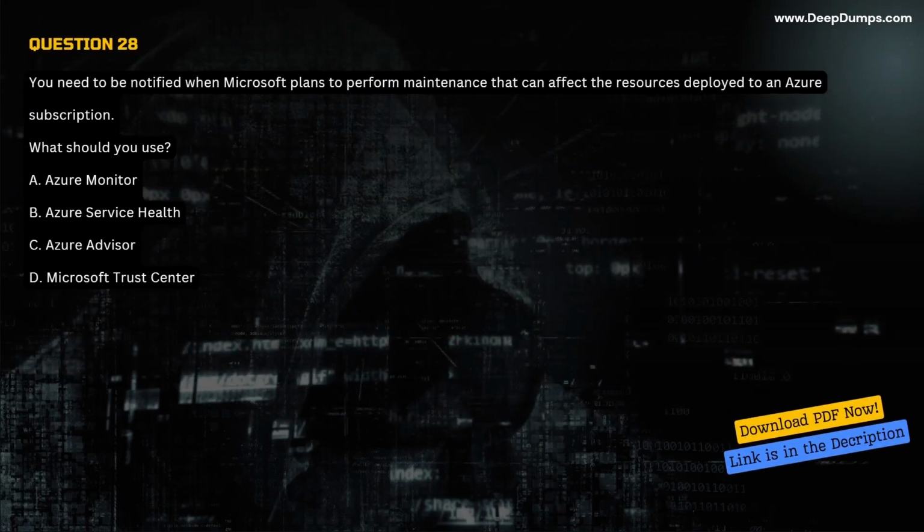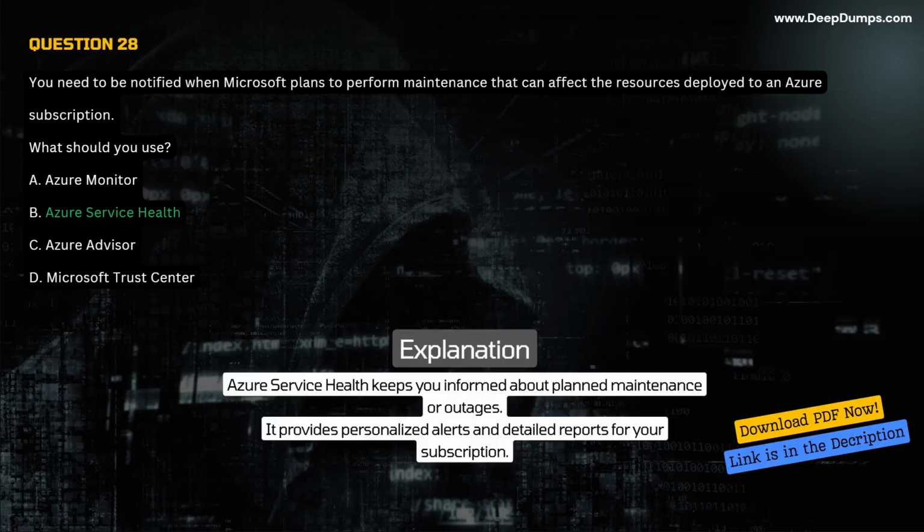Question 28. You need to be notified when Microsoft plans to perform maintenance that can affect the resources deployed to an Azure subscription. What should you use? A. Azure Monitor. B. Azure Service Health. C. Azure Advisor. D. Microsoft Trust Center. Correct answer is B. Azure Service Health. Explanation. Azure Service Health keeps you informed about planned maintenance or outages. It provides personalized alerts and detailed reports for your subscription.